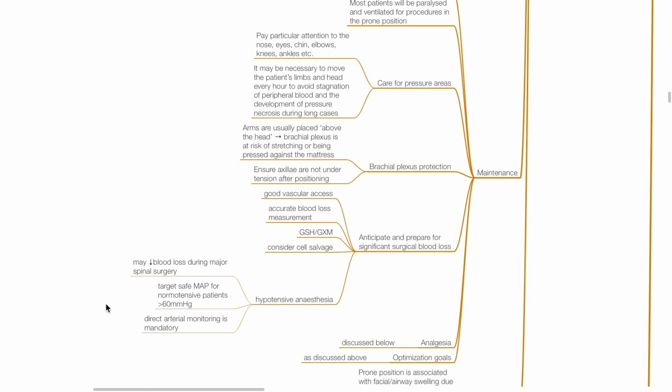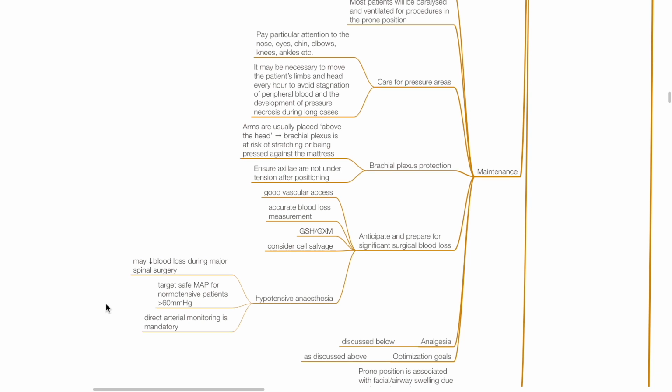Brachial plexus protection. The arms are usually placed above the head. The brachial plexus is at risk of stretching or being pressed against the mattress. Ensure arm abduction is less than 90 degrees. Ensure axillae are not under tension after positioning.